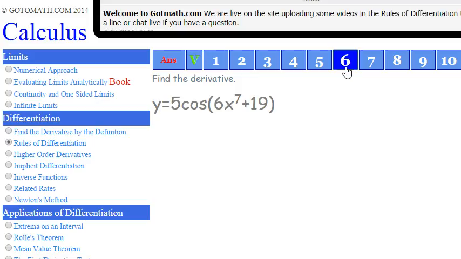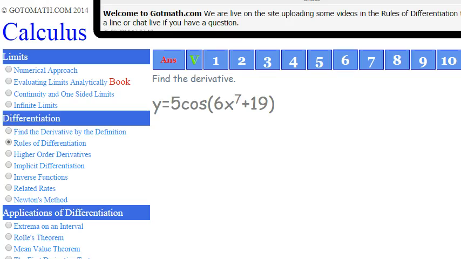Anyway, those old rules there. And we're in this section here. We're looking at this particular one here. Y is equal to 5 cosine, and in parentheses, we have 6x to the 7th plus 19. It asked us to find the derivative. So that's what we're going to do.